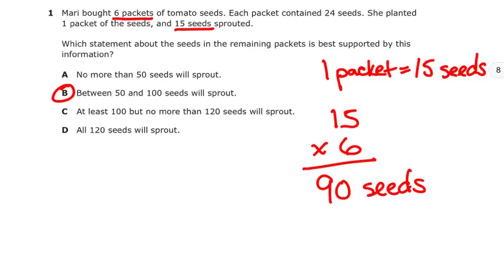C and D are not correct because C says at least 100 but no more than 120 will sprout. We can't guarantee that 100, considering 1 packet just sprouted 15. So we can't guarantee at least 100. We might say at least 90 or close to 90, but we can't definitely guarantee at least 100. And that also applies for D. We cannot say that all 120 seeds will sprout. So the answer for that one is B.